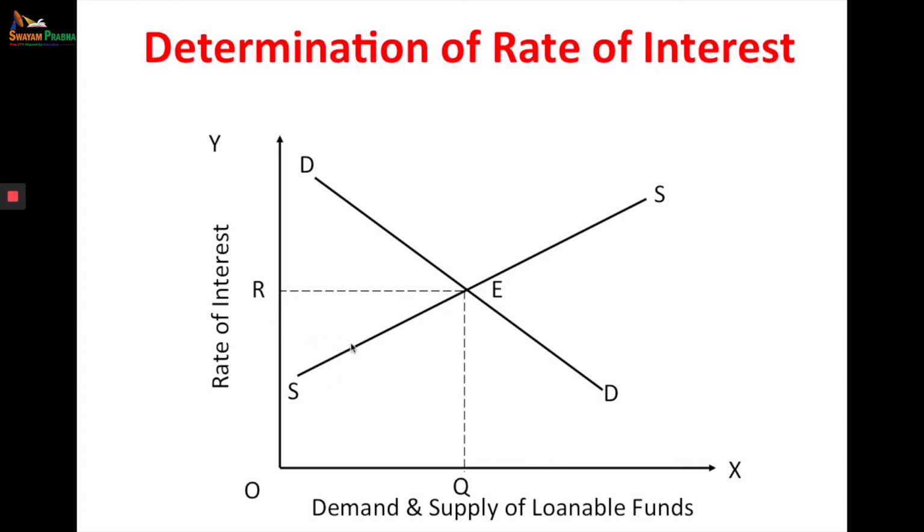Whereas supply has a positive relationship, which means lower the rate of interest, lower will be the supply of loanable funds, and higher the rate of interest, higher will be the supply. The point where demand for loanable funds intersects the supply of loanable funds is the point of equilibrium, and this determines the rate of interest. Determination of rate of interest is totally based on market mechanism, where the forces of demand and supply determine the equilibrium rate of interest.